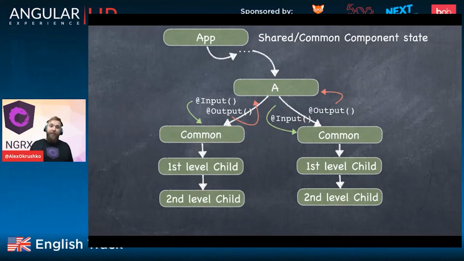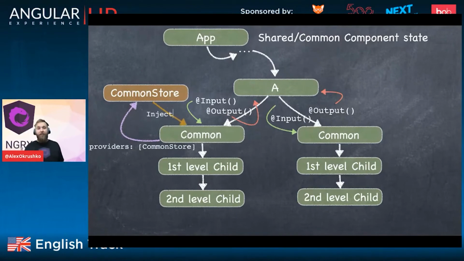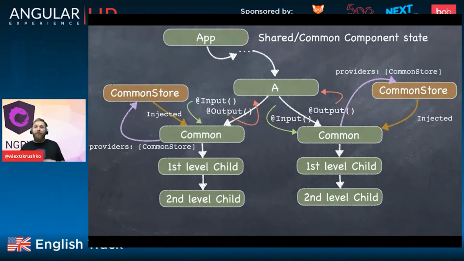So the answer here is you can then have a common store that is provided in the common component and injected in there, for example. And each of the common components, each instance, will get its own independent store. This is what we have with those providers that we use on the component level, right? So there's providers in the component metadata, which means that we'll have that service instance for each of them.